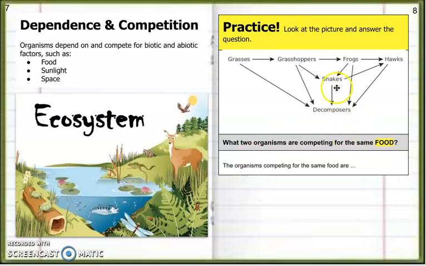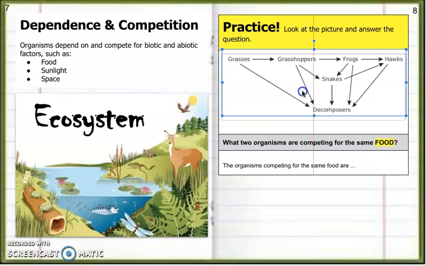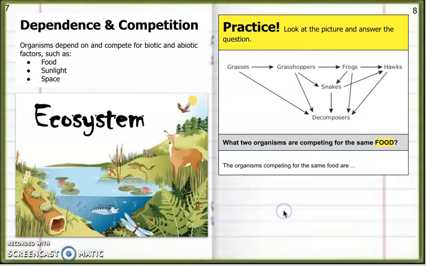So here we're going to get some practice. It says look at the picture and answer the question. So here you go. We have this right here. Let me fix that. It says, what two organisms are competing for the same food? Okay, so again, this is something that we learned in the 7th grade. Which two organisms are competing for the same food?